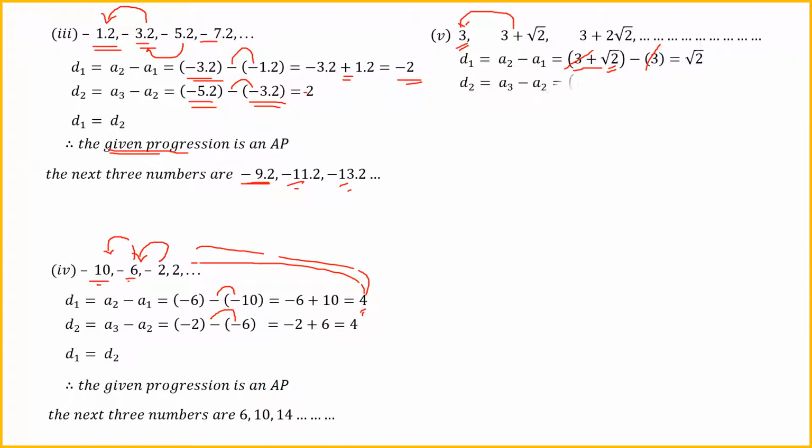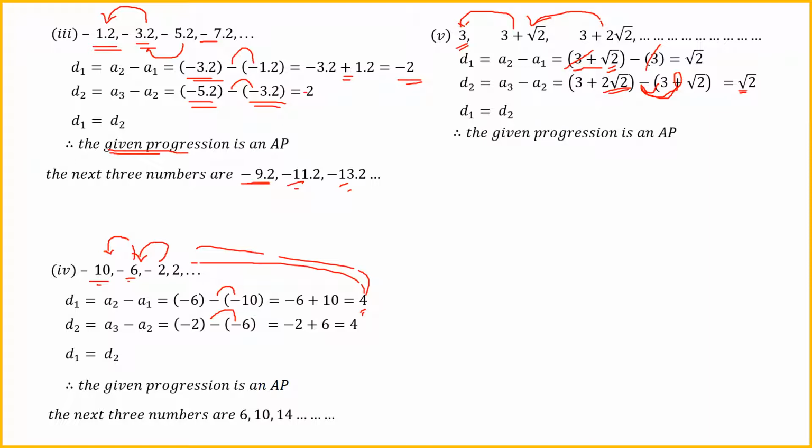To find d2, it's the third term minus the second term. The third term is 3 plus 2 root 2, minus 3 plus root 2. Here, when you open the bracket, it's minus 3, and minus into plus is minus root 2. 3 minus 3, we get 0. 2 root 2 minus root 2: out of 2 root 2, if 1 root 2 is subtracted, the remainder is root 2. So d1 is equal to d2. Therefore, it is an arithmetic progression.